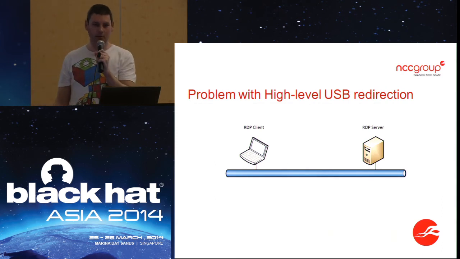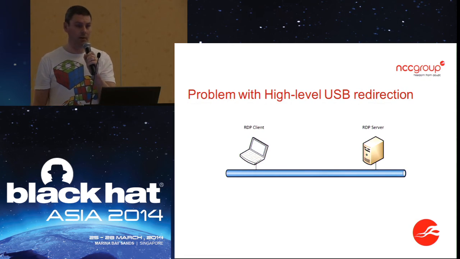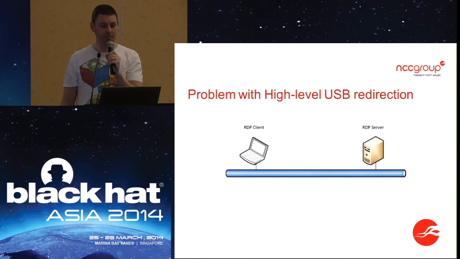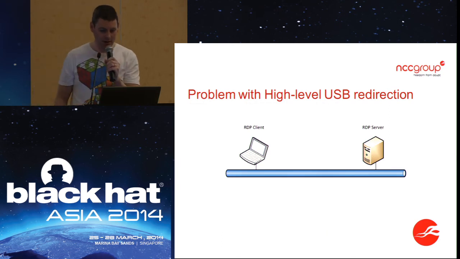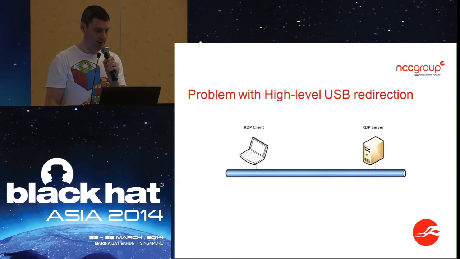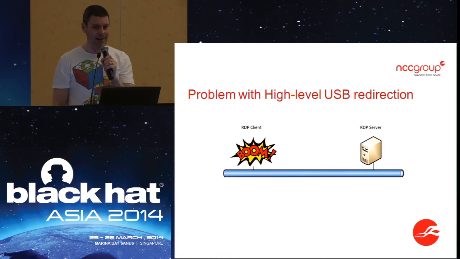But I just happened to find another bug within a USB audio device. And USB audio remoting is one of those legacy capabilities. So I thought, well, easy. All I do is set up my RDP client to remote the USB audio, connect up, trigger the bug, and it should work. But unfortunately, this is what happens. You plug in your rogue device when your RDP session is set up, and you blow yourself up.